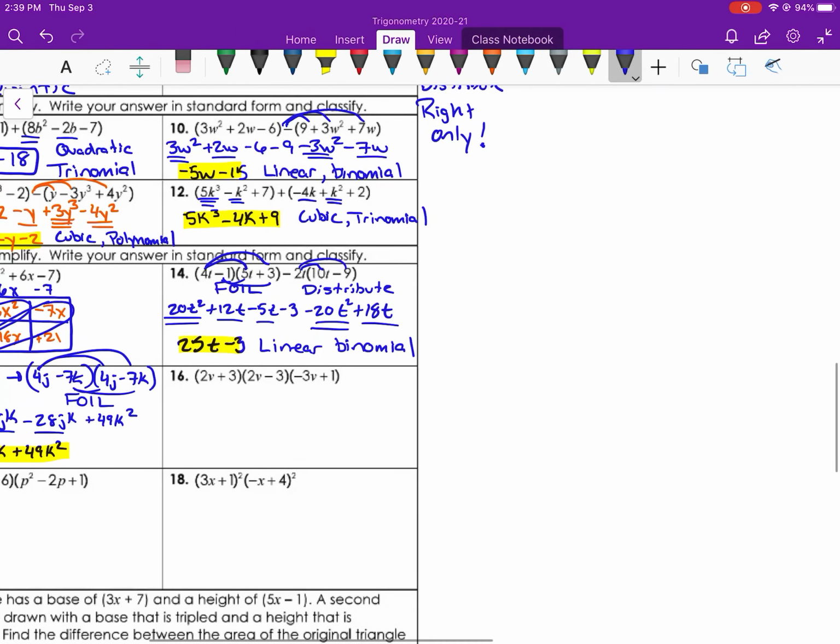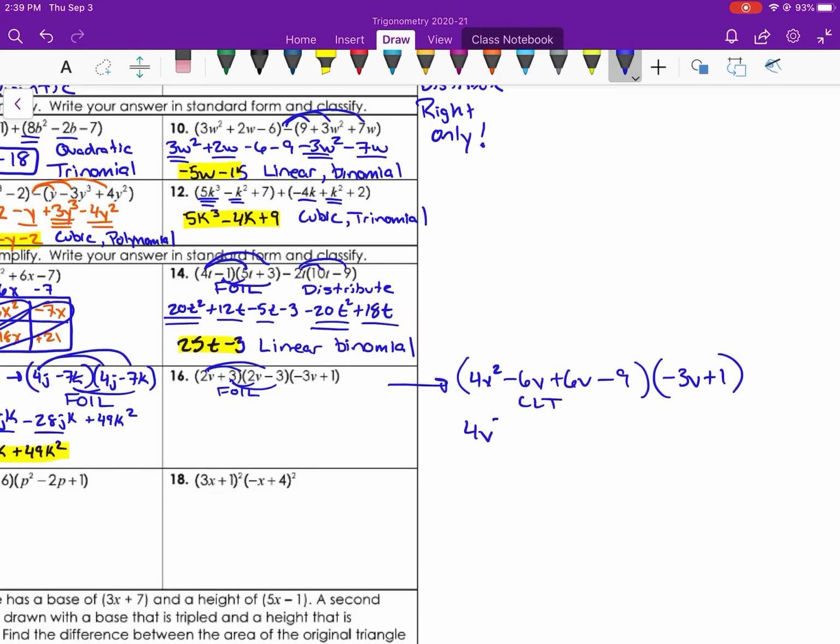Number 16, I'm going to pull off the ones that are right here. So I'm going to FOIL these two out. So 2v times 2v is 4v squared, minus 6v plus 6v minus 9. Okay, parentheses, all times negative 3v plus 1. Combine like terms. Get 4v squared minus 6v. Sorry, they cancel out in the middle. Minus 9.